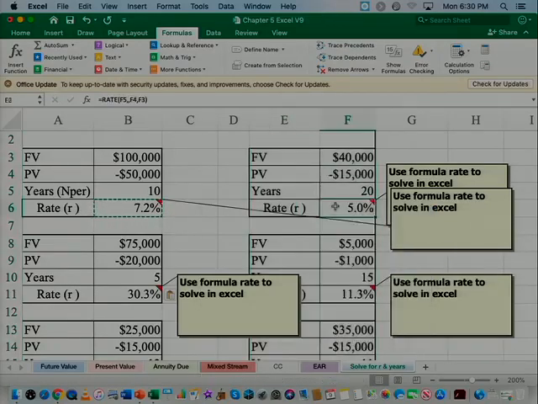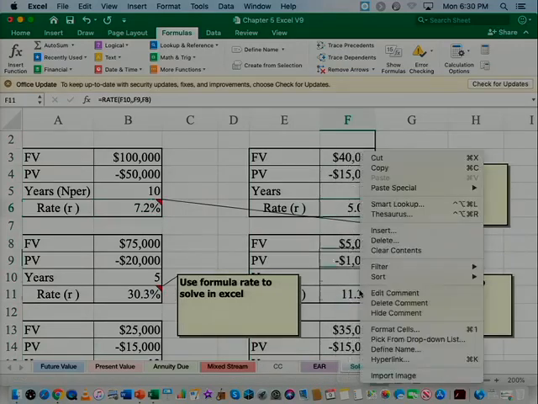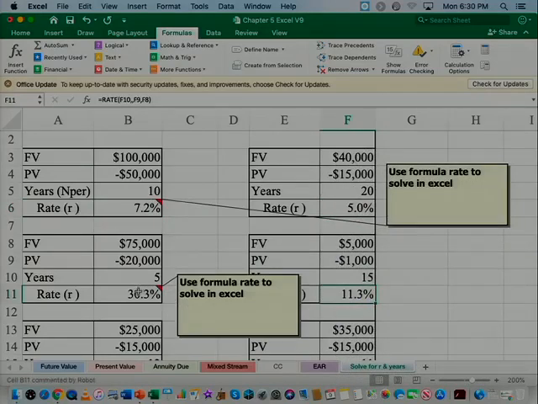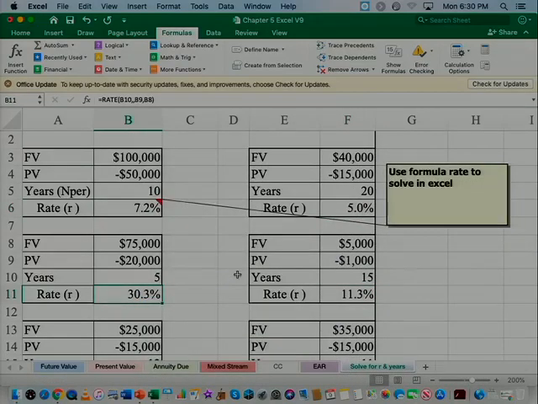We'll have that. There we go. That's one problem. If you cut and paste, you get that comment with it. So 5, 30, and 11%. Did you get that? Okay, all right. So that's how you would calculate a rate.